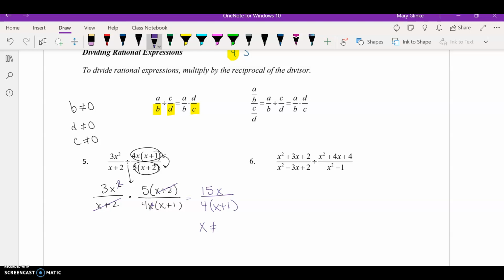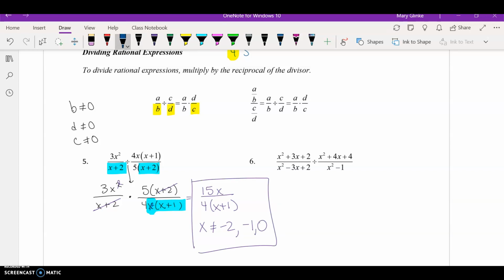For our excluded values, we're going to go back and figure out whatever is in a denominator. So x plus 2 is in a denominator, so x can't equal negative 2. X plus 2 is also in a denominator, so we already have that one covered. And then x plus 1 was in the denominator, so x can't equal negative 1. But then we also had this x here that got reduced away, so x can't equal 0 either.